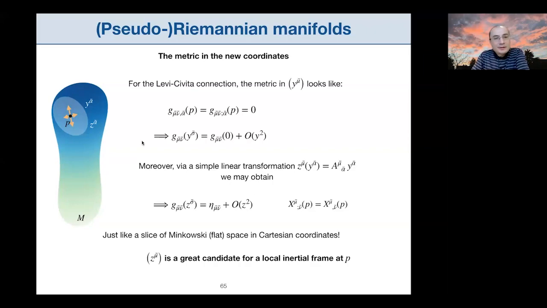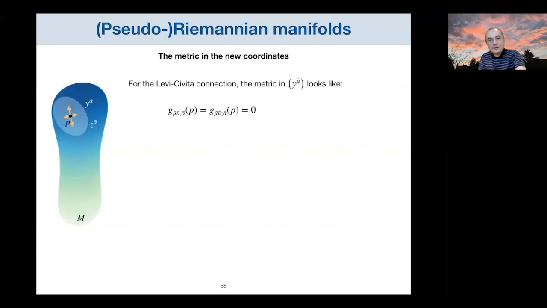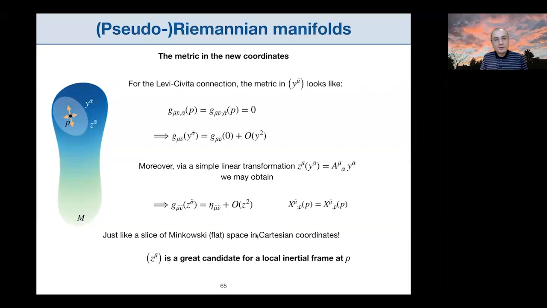And that's very nice. It means that very close to this point in these coordinates, our manifold looks pretty much like a slice of Minkowski space in Cartesian coordinates. So g mu nu is eta mu nu. If we narrow down the domain in which we use this coordinate system sufficiently, these new terms will be negligible, and basically we'll end up in Minkowski space. The metric is constant. The covariant derivative is just taking standard partial derivatives of the components. We're just like in Minkowski space. So z mu constructed this way is a great candidate for what we call the local inertial frame, because it looks exactly like Minkowski space.